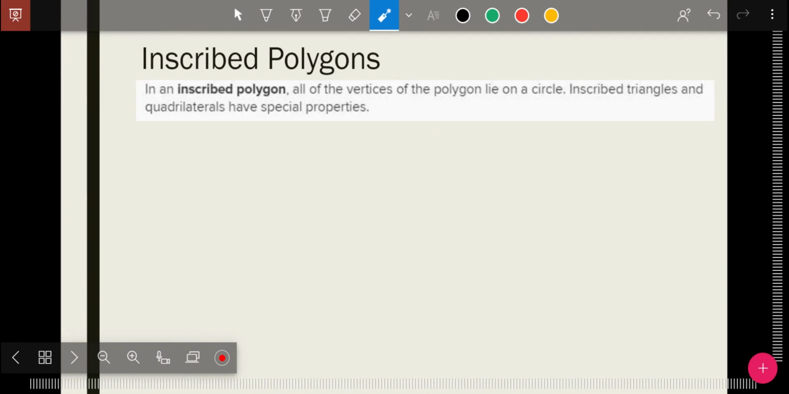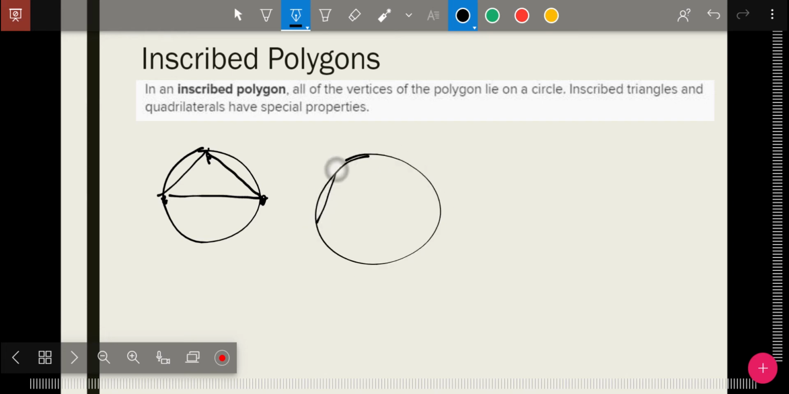Inscribed polygon. Again, this word inscribed is important for us today. Inscribed means inside a circle, but also kind of on a circle. And so an inscribed polygon is a shape that's inside a circle. Like if I have a triangle inside a circle where the vertices are all on the circle, that's an inscribed triangle.